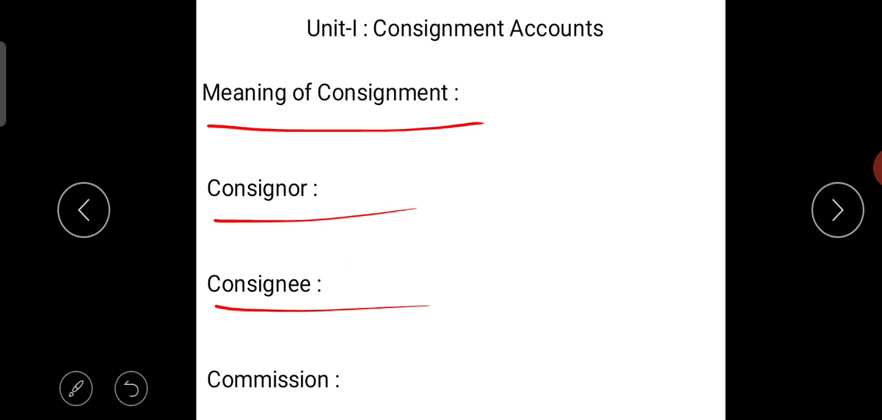The person who receives the goods to be sold on commission basis on behalf of and at the risk of the sender of the goods is called consignee. The goods so received are called consignment inwards.